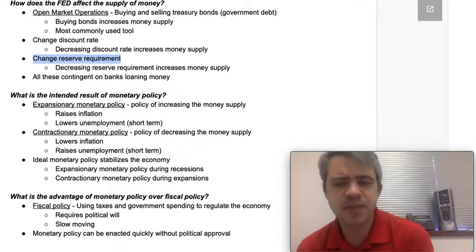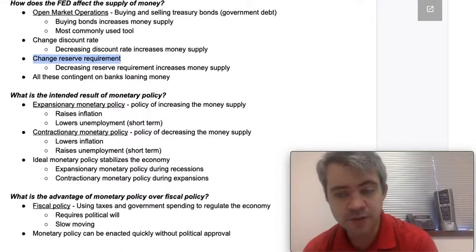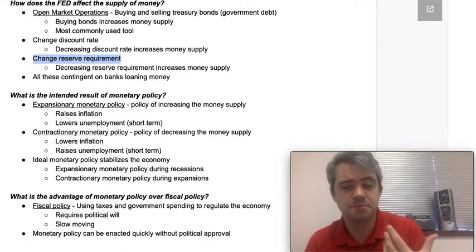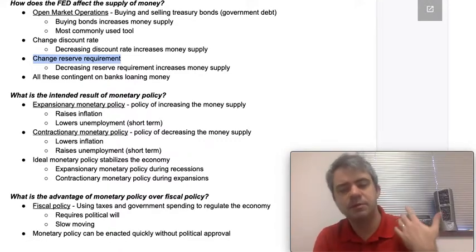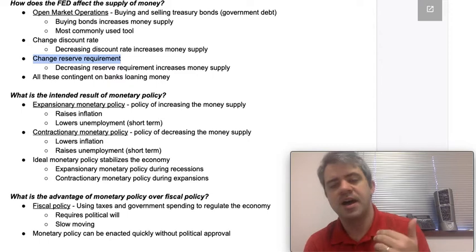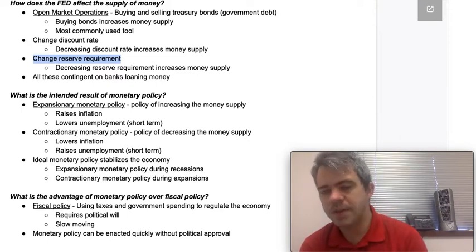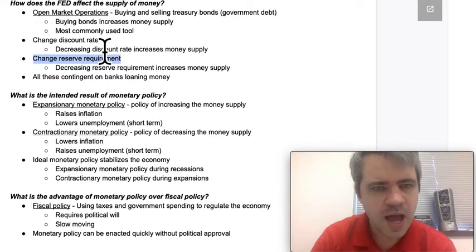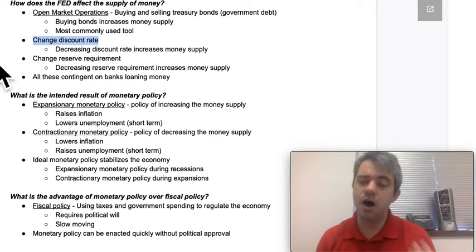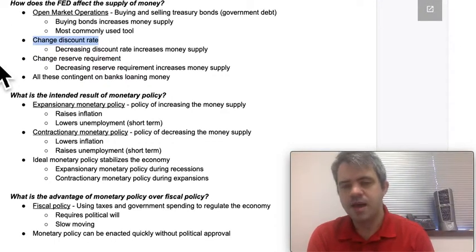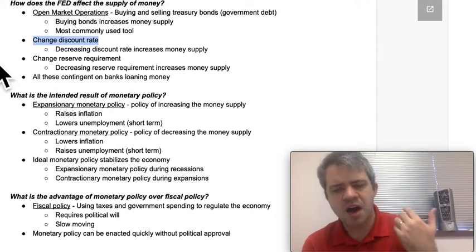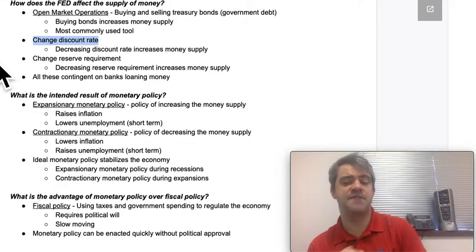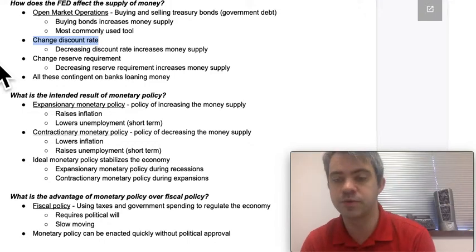Now, this is not something the Federal Reserve touches very often because it's not really good at keeping banks stable. Banks need to be able to make long-term decisions based on this reserve requirement. So the Fed doesn't usually touch this one. The Fed can also change its discount rate, basically changing how cheap is it going to be if I need to borrow money from the Federal Reserve.